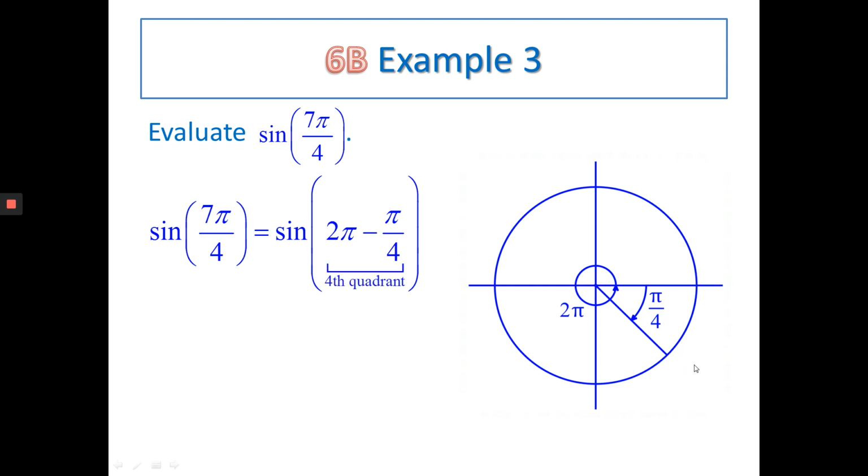So in the fourth quadrant, sine is negative. And this is why our next line should be negative sine of pi on 4. So we've got a negative over there, and sine of pi on 4 from our exact value table is root 2 on 2. Therefore, our answer is negative root 2 on 2.